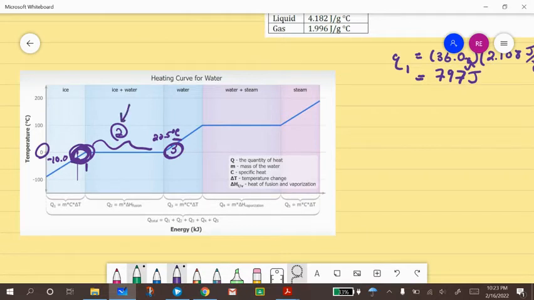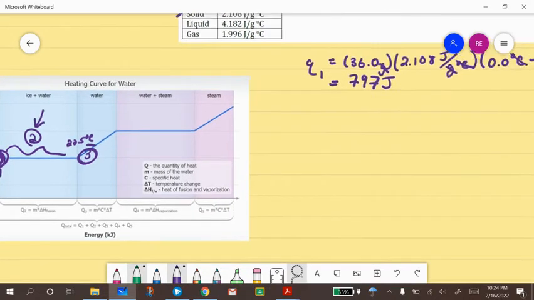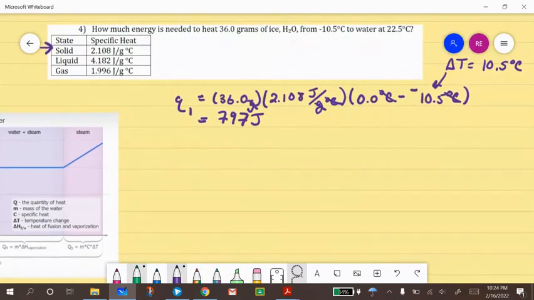So now we're going to take a look at this little area right here where there's no change in temperature. And when there's no change in temperature, we cannot use Q equals MC delta T. We're going to use Q equals the number of moles times the enthalpy. And in this case, because we are melting it, we're going to be using the enthalpy of fusion for water. And so I'm going to go ahead and put this all together.